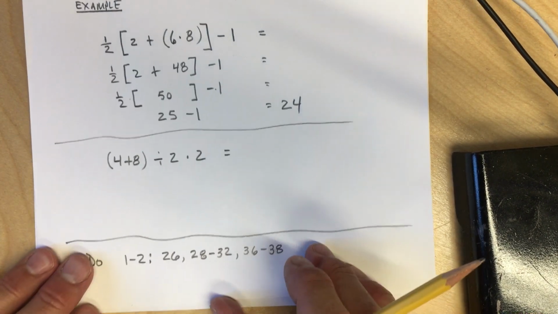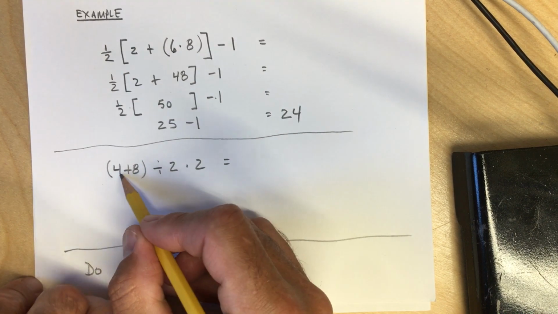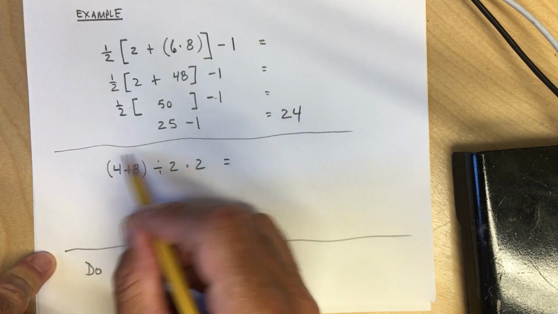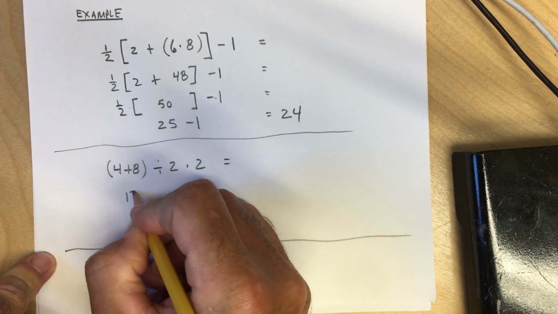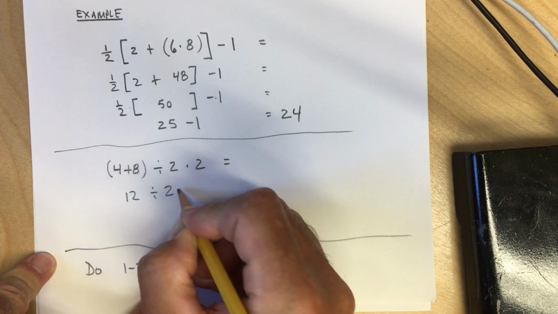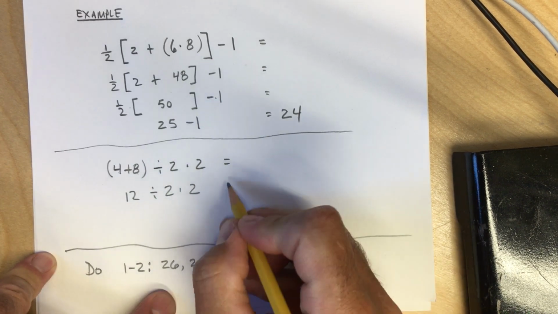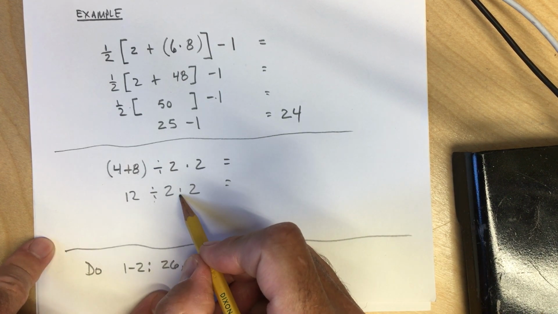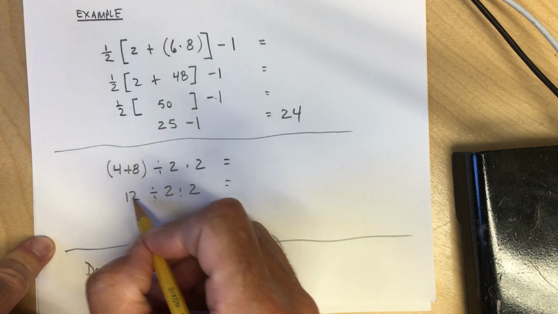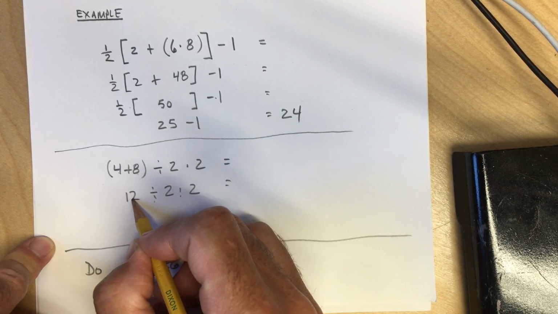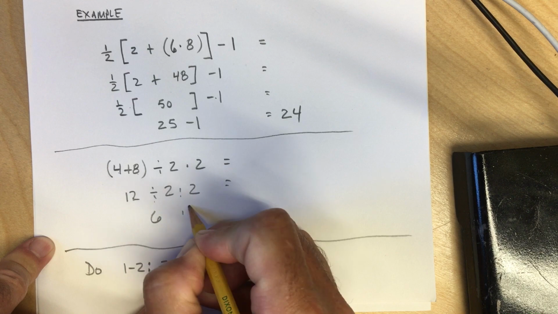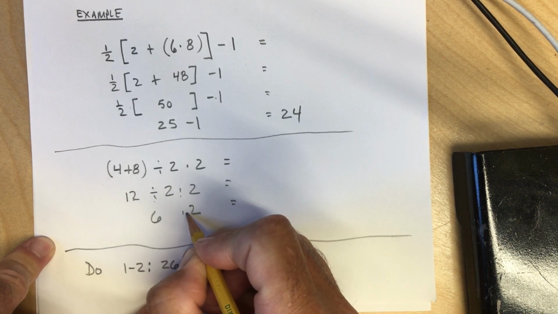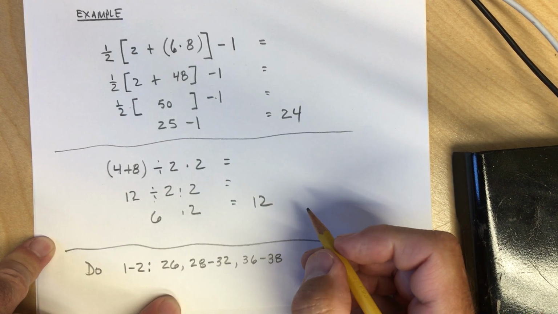Okay, one more example. So we have grouping symbols. We want to do that first. 4 plus 8 is 12. Now, what do we do with this? Well, we've got a division and a multiplication, and so what we want to do is work left to right. So on the left is this one first. 12 divided by 2 is 6. And then we can do this last multiplication, and we get that answer.